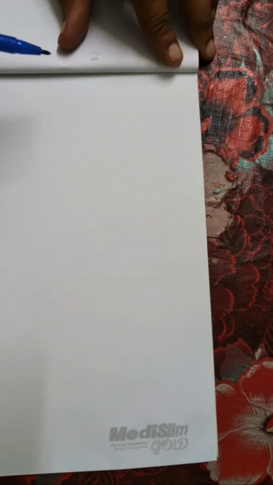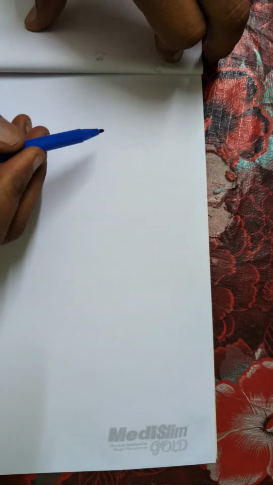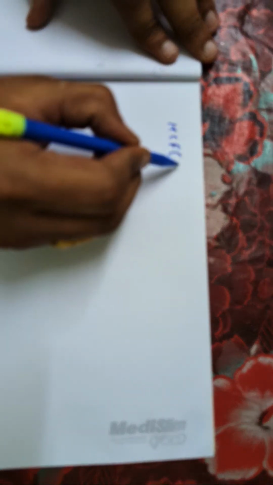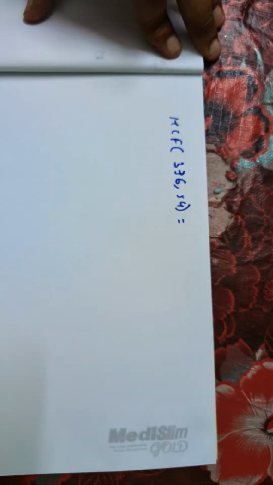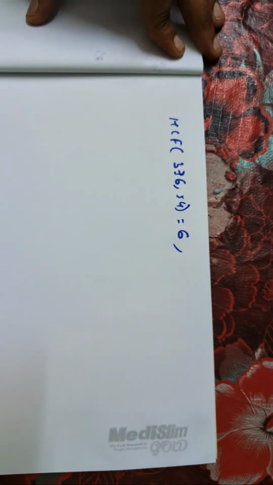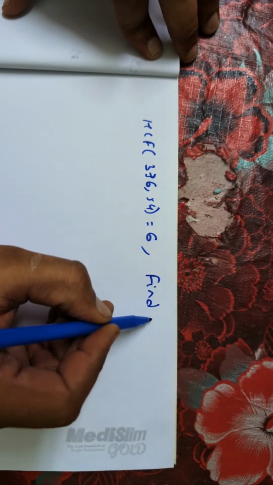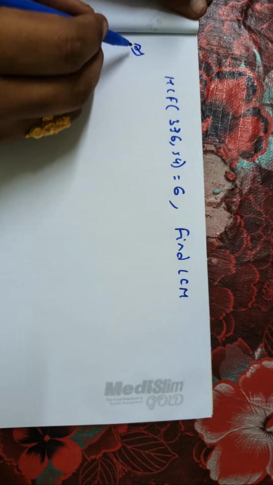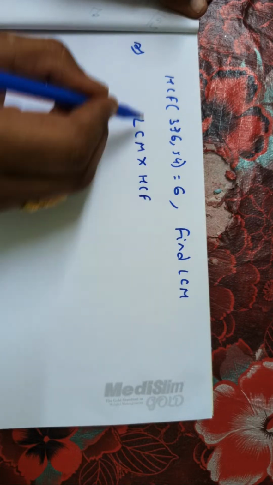Okay, so now again came the previous one, the LCM and HCF of two numbers question. HCF of 336 and 54 is equal to 6. They are asking to find LCM. So same as the previous question, that is LCM into HCF. This is a 2020 question.